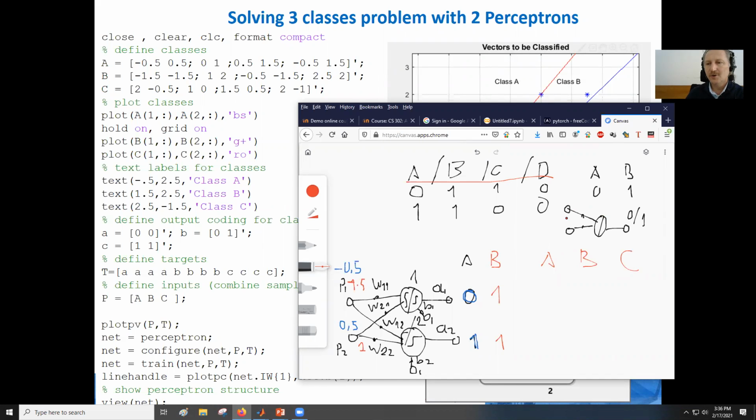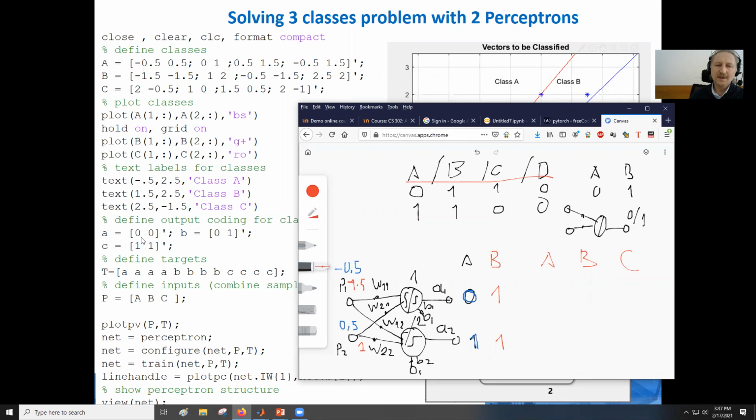See, one neuron can classify either 0 or 1. Two neurons can classify 0, 0, 0, 1, 1, 0 or 1, 1. This means 4 classes: A, B, C, D. But here we do not have 4 classes A, B, C, D. We have only 3 classes. But it doesn't matter. You can use 3 of them.